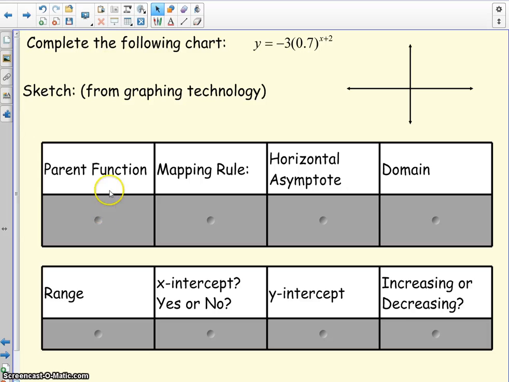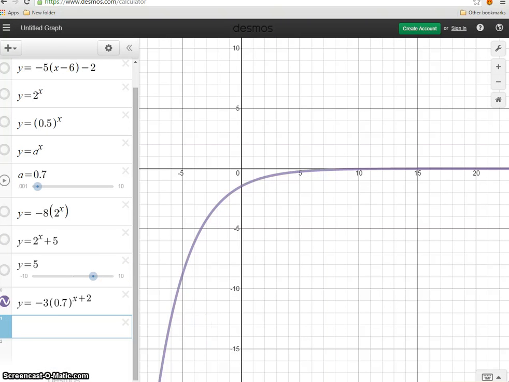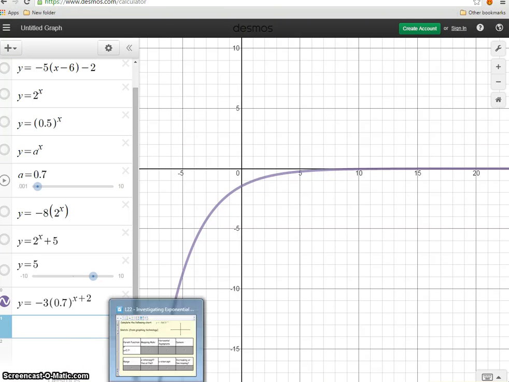Okay, so for our parent function here, our base here is 0.7, so our parent function is 0.7 to the x, so that parent function is decreasing. We can see from the actual graph here that it's increasing, but that's because of reflections. We'll talk about that later.